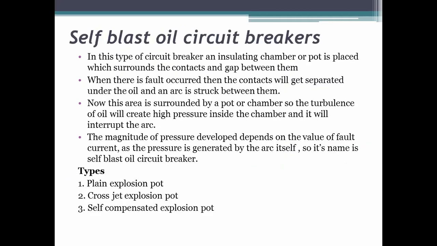In this type of circuit breaker, an insulating chamber or pot is placed which surrounds the contacts and the gap between them. One pot is there and it has one fixed contact and another moving contact. Whatever arc is developed will be within that pot only. So when a fault occurs, the contacts will get separated under the oil and an arc is struck between them.